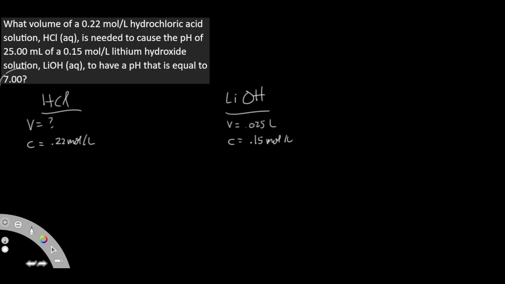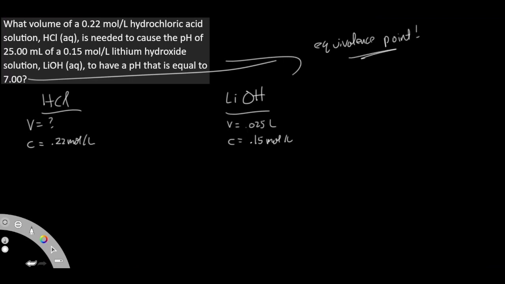To have a pH that is equal to 7, okay? If this is what you see, you have to know that this is pretty much asking for when they are hitting the equivalence point, like we looked at in our graph. So obviously, whatever amount of moles has been reacted, it's going to be the same for both. So whatever amount of moles is here, it's going to be the same thing over there. How do we know that? Well, we have two values out of the three. We could easily find our moles.